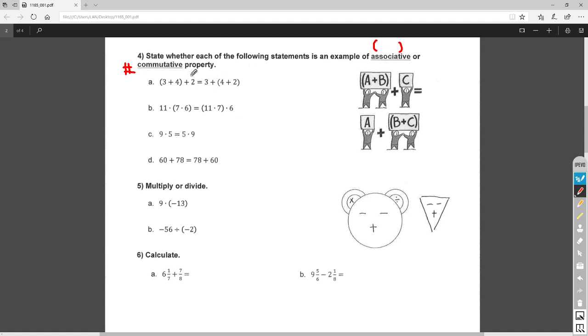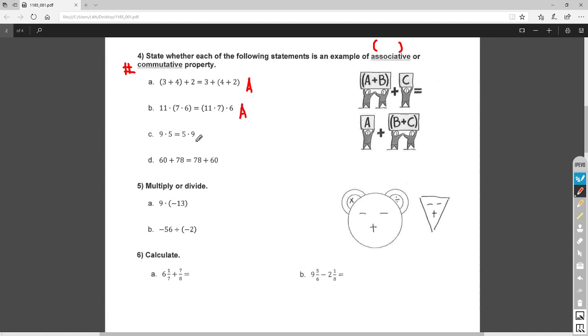Now what changed was the parentheses. So for letter A, it's going to be associative, and I'm just going to put an A for associative. B, same thing. You can see the position of the numbers are the same on both sides of the equal sign. The only thing that was different are the parentheses. So since just the parentheses moved, we would say B would also be associative.